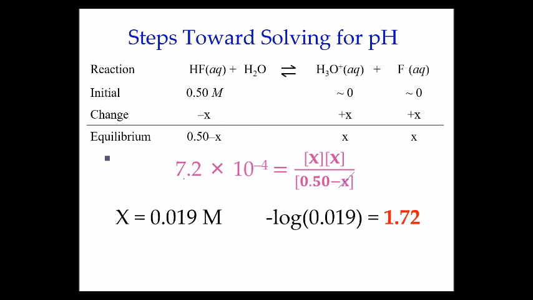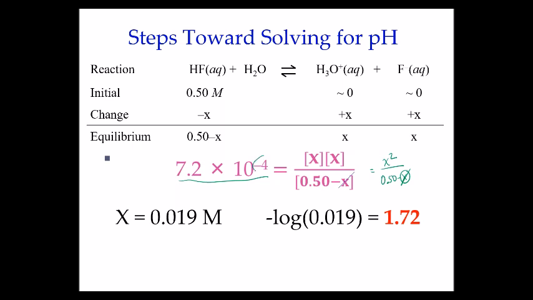And this is what we do, we plug in our 7.2 times 10 to the minus 4. Now it's going to be x times x on the top. And this right here ends up being x squared over 0.5 minus x. Now, like before in Ksp, what we were able to do here is eliminate the x. You are allowed to do this in acids and bases as well. However, you need to be a little bit careful.